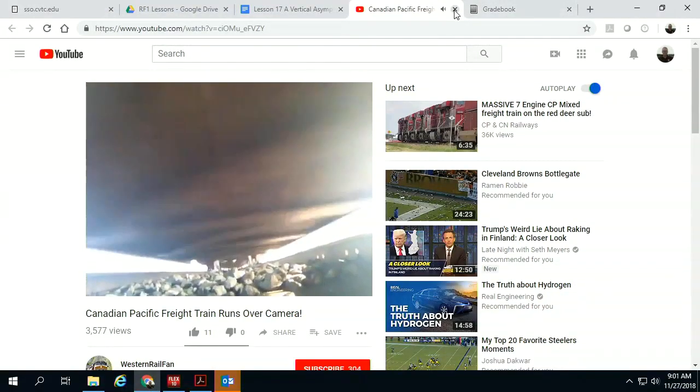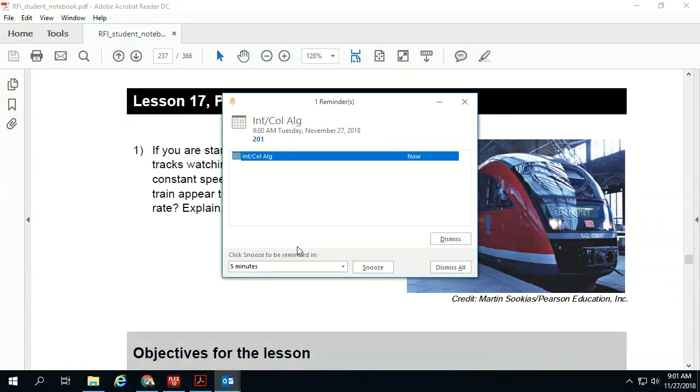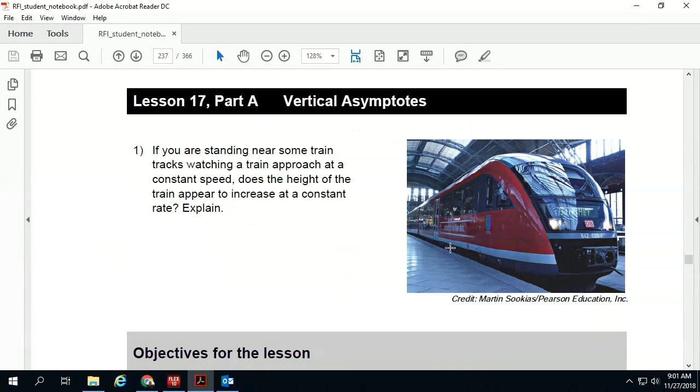So the question they ask on page 231, let's answer that. If you are standing near some train tracks watching a train approach at a constant speed, does the height of the train appear to increase at a constant rate? So the answer choices are yes and no.